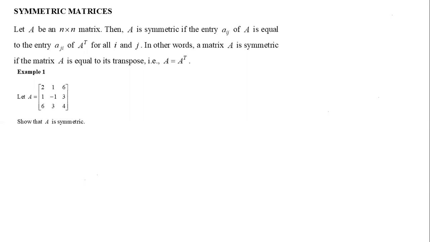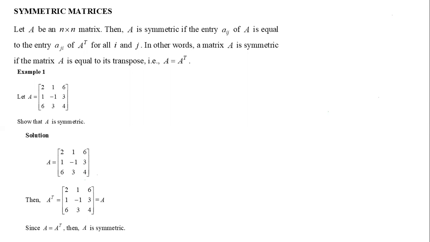Now, if you find A transpose of this matrix, A transpose will give you 2, 1, 6, 1, minus 1, 3, 6, 3, which is still the same thing as my A. I can easily say that this matrix is symmetric. This is A, and A transpose also gives me the same thing as A. Then we say the matrix is symmetric.